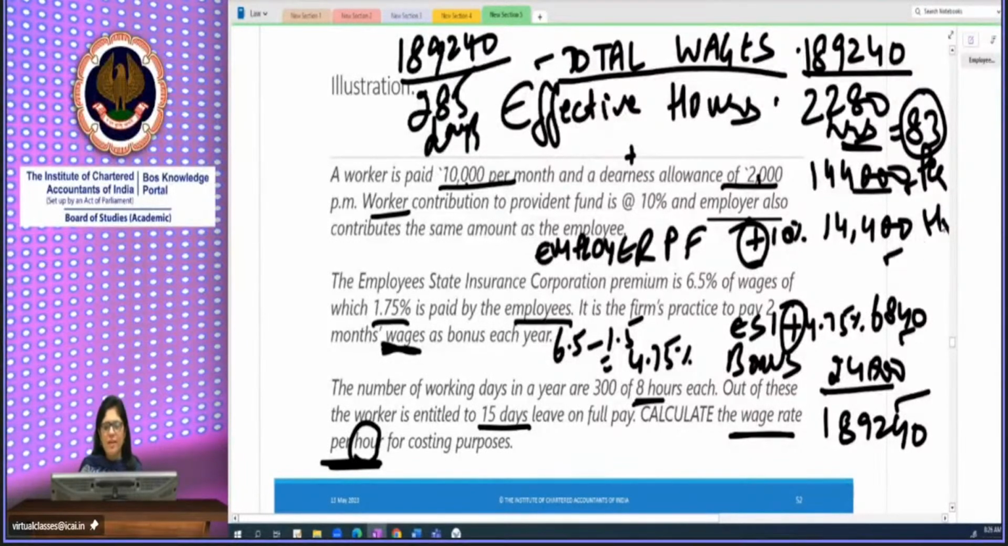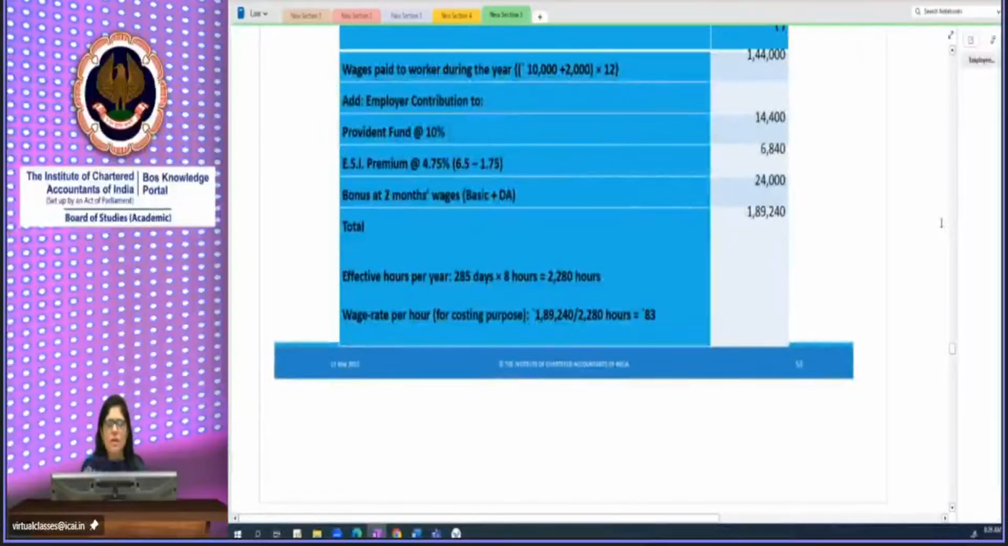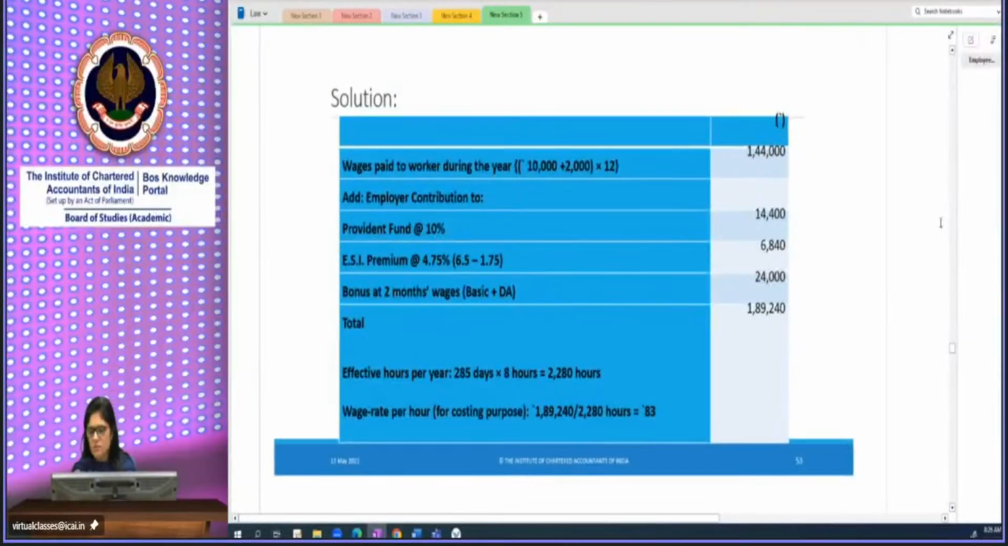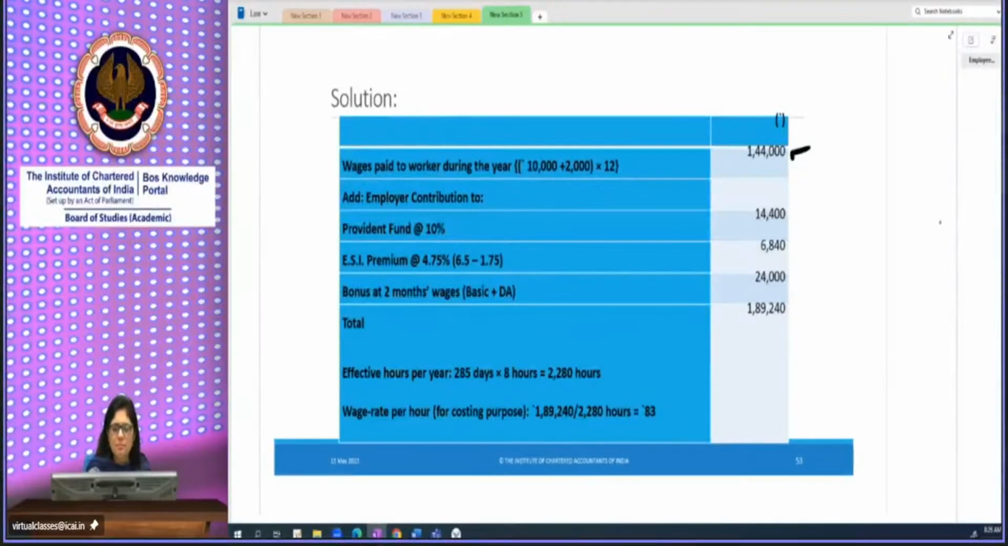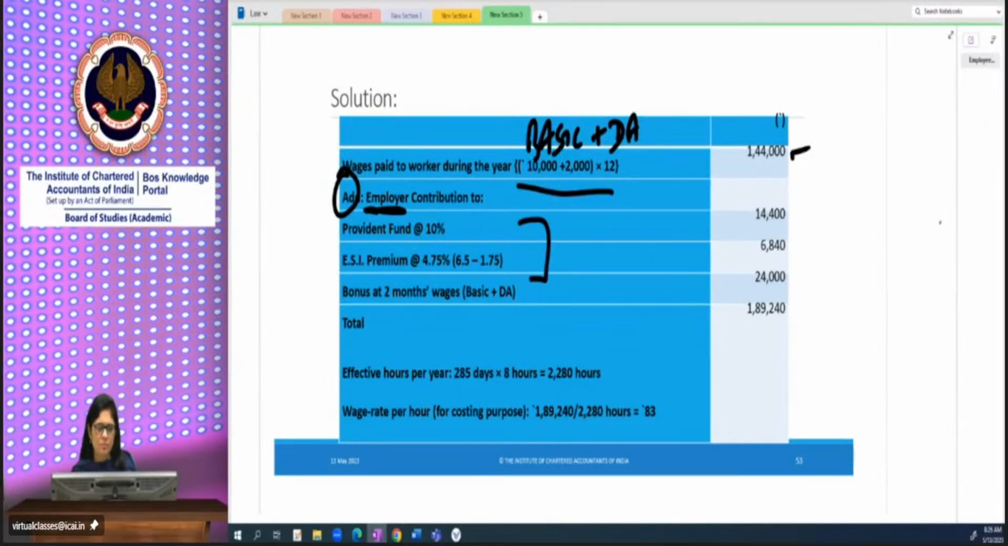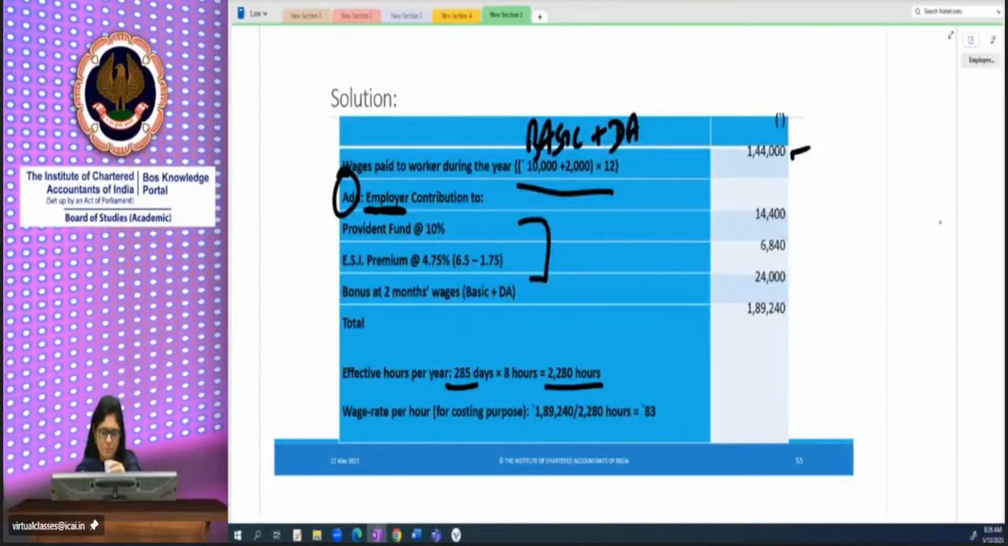So just have a final look at this question. Okay, so we have the solution also. Just take a look at the final solution. These are the total wages: basic plus DA. We add the employer contribution of PF and ESI. We always add it. So effective days and effective hours.